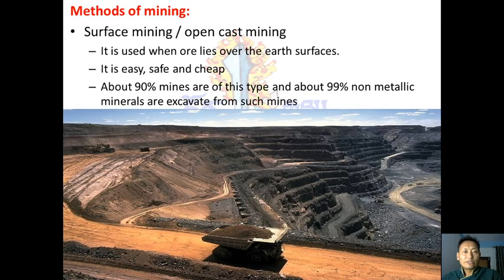For method of mining, we have two types. Surface mining is also called open cast mining. It is used when ore, meaning minerals, lies over the earth's surface. As compared to underground mining, this type of mining is easier, safer, and cheaper. In the world, about 90% of mines, both metallic and non-metallic, are surface mining. And 99% of non-metallic minerals are extracted from surface mining, not from underground mining. These are the characteristics of surface mining.